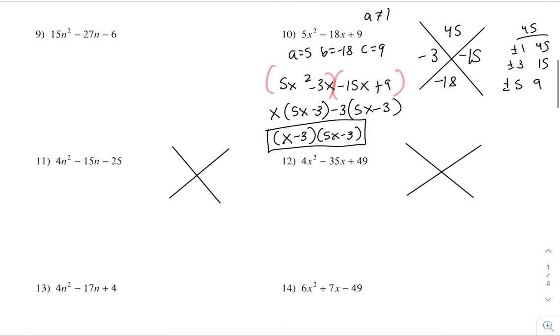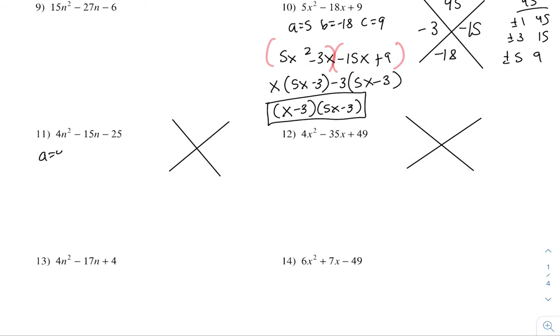Okay, last two. 11. A is 4, B is negative 15, and C is negative 25. So A times C up top, so 4 times negative 25 is negative 100. On the bottom, it's just B, so negative 15. Okay, so two things that multiply to negative 100, but when added give you negative 15. And that is negative 20 and 5.